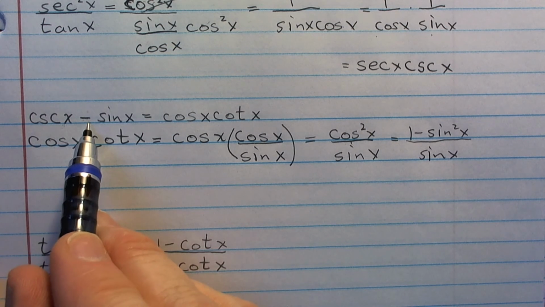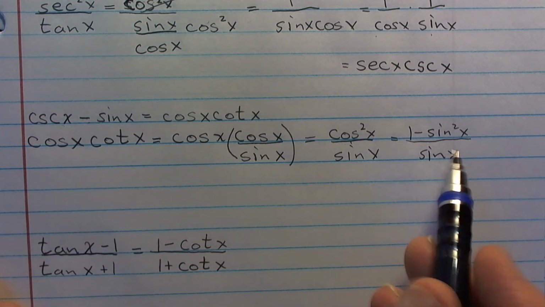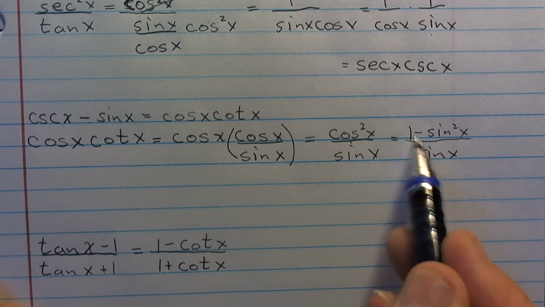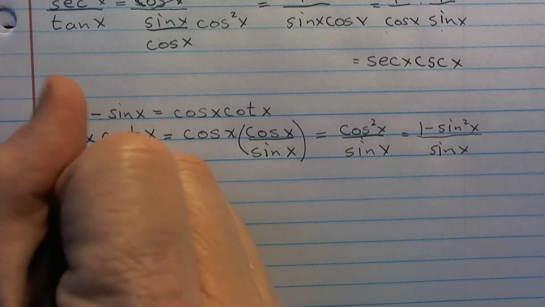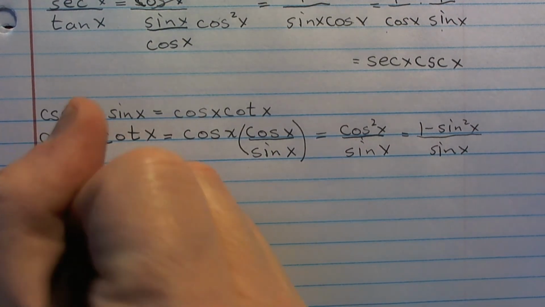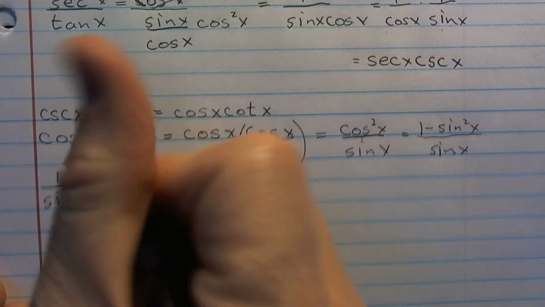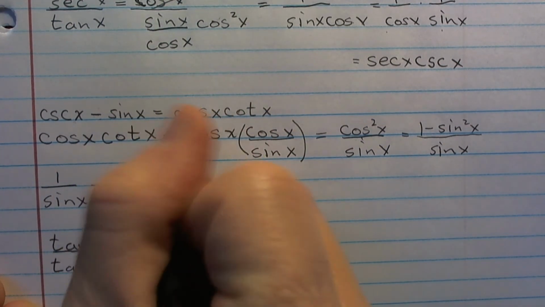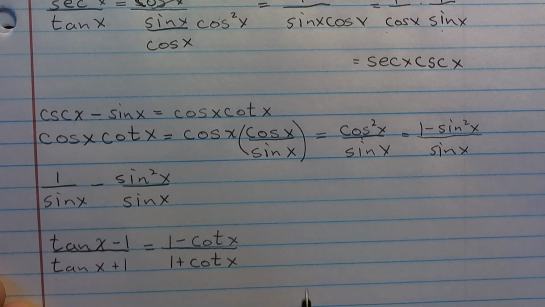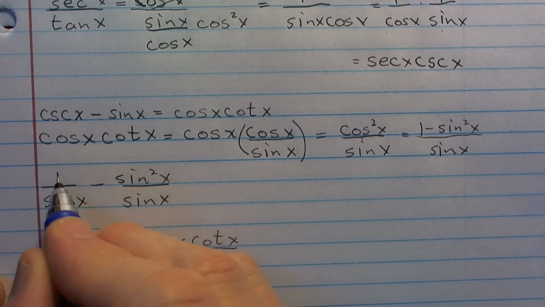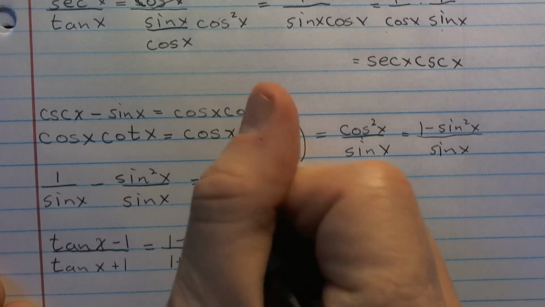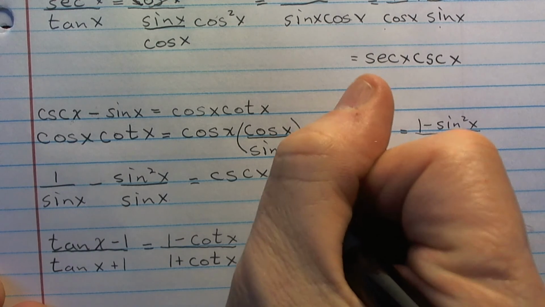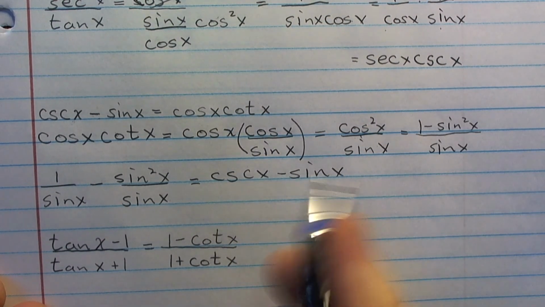Well, that's still not exactly what I want. It almost is, though. Because look what I can do. I can split the numerator up. So I've got 1 over sine x minus sine squared x over sine x. That's the ticket because, look, this is 1 over sine. That's cosecant. This is sine squared over sine. That's just sine. Oh, look at that. We're done.